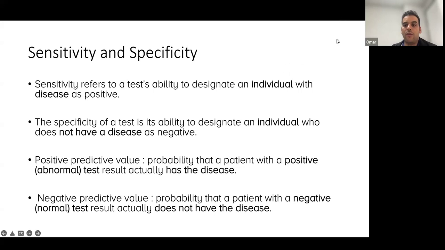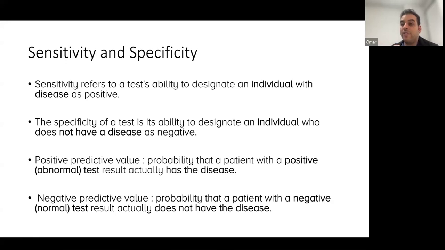Cool. Now, this is a very, very important topic: sensitivity and specificity. Sensitivity refers to a test's ability to diagnose an individual with a disease as positive. Specificity is its ability to designate an individual who does not have the disease as negative. You have to know the difference between sensitivity and specificity.